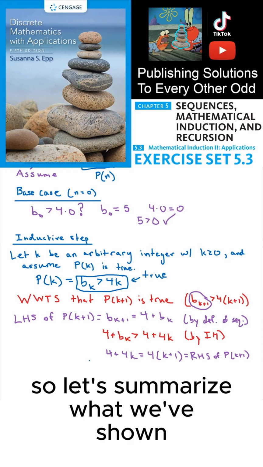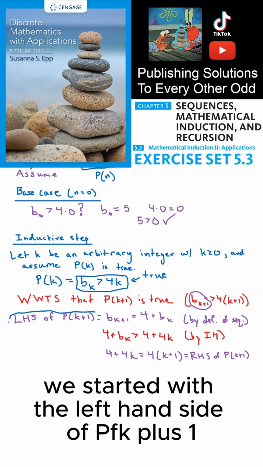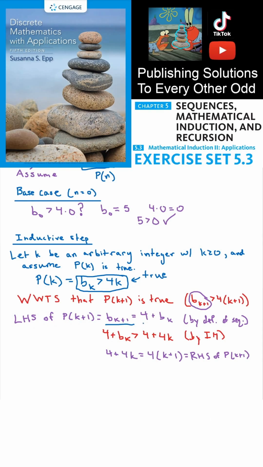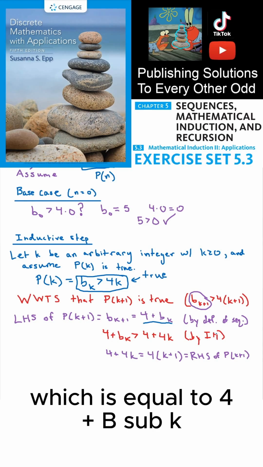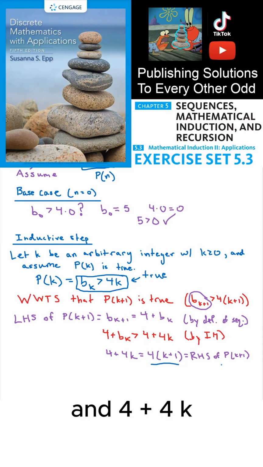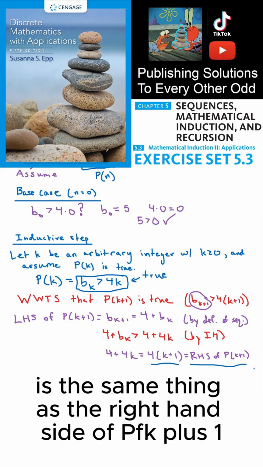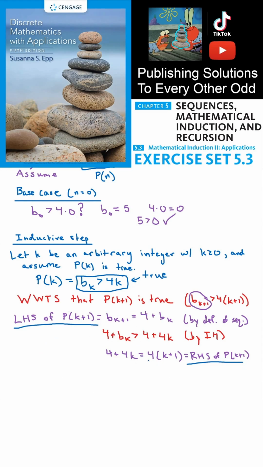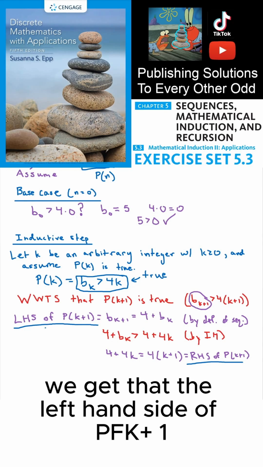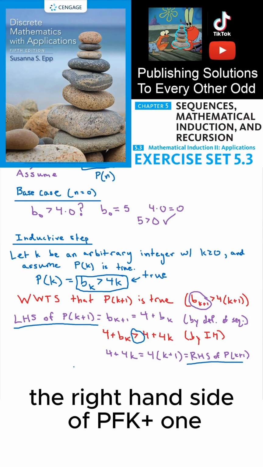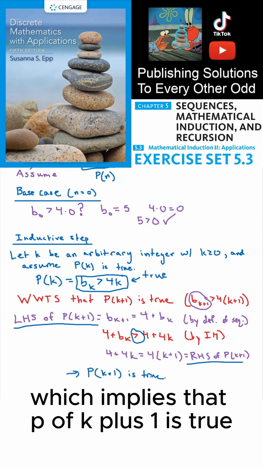So let's summarize what we've shown. We started with the left-hand side of P of k plus 1, which is equal to b sub k plus 1, which is equal to 4 plus b sub k, and we showed that that was greater than 4 plus 4k, and 4 plus 4k is the same thing as the right-hand side of P of k plus 1. So altogether, if we follow this chain here, we get that the left-hand side of P of k plus 1 is greater than the right-hand side of P of k plus 1, which implies that P of k plus 1 is true.